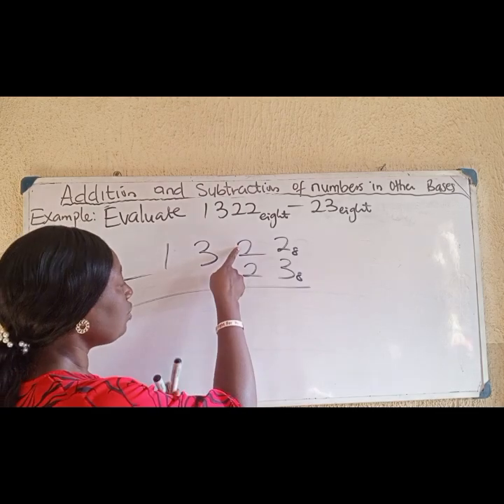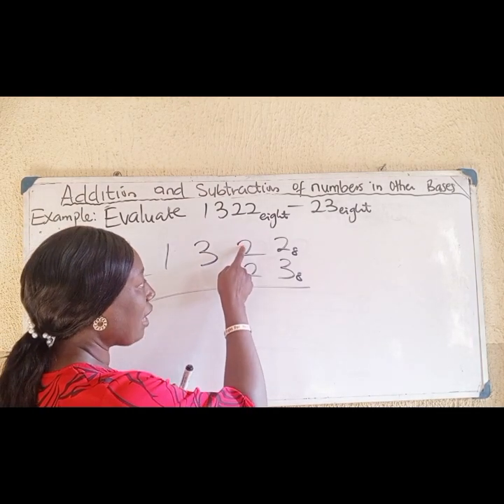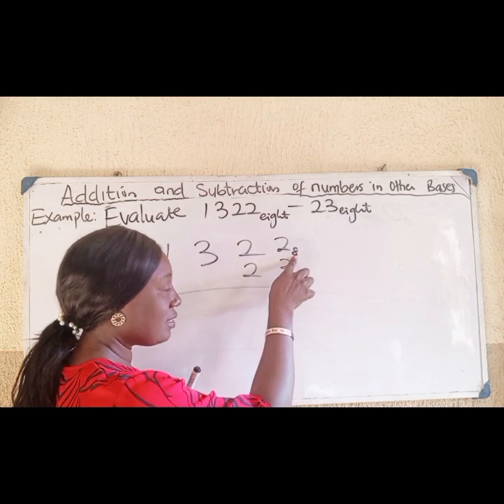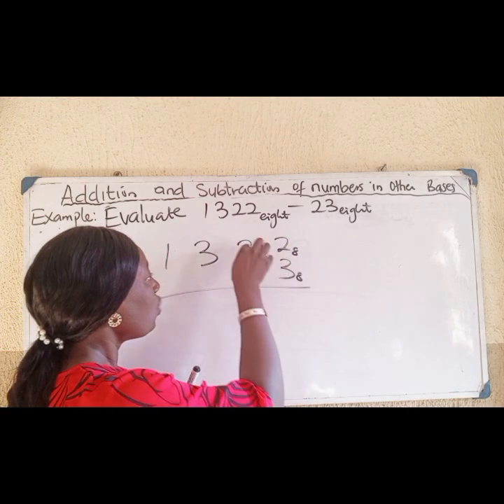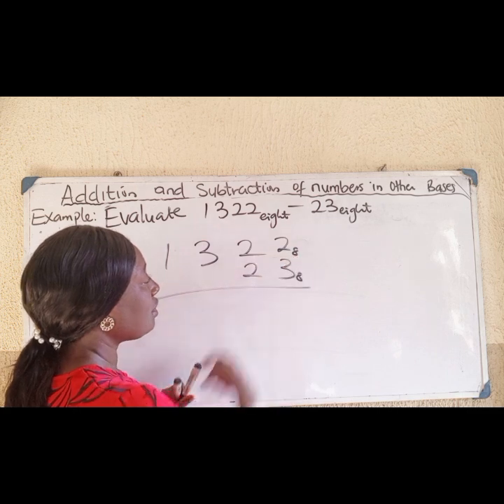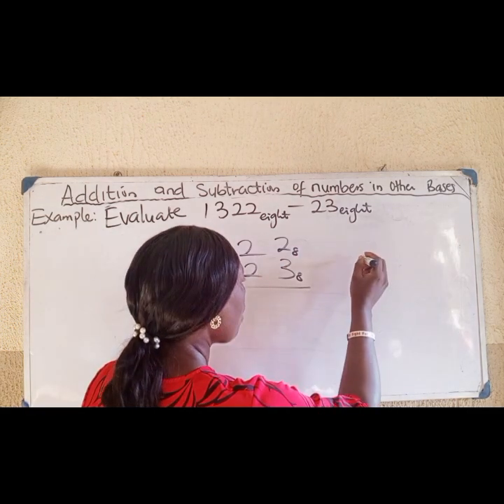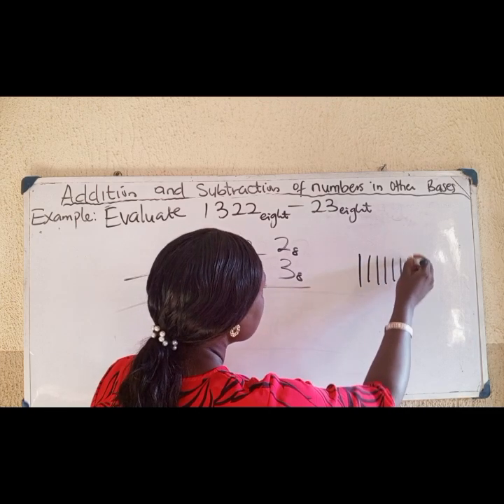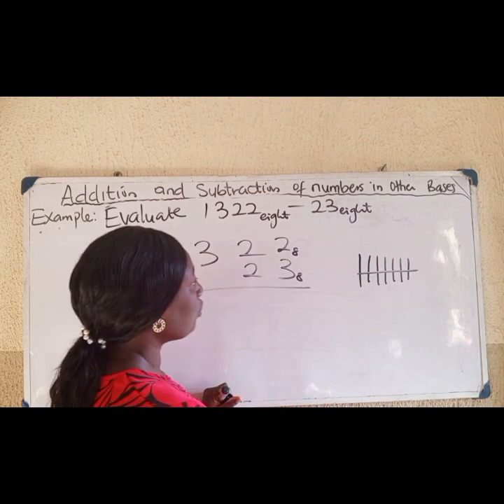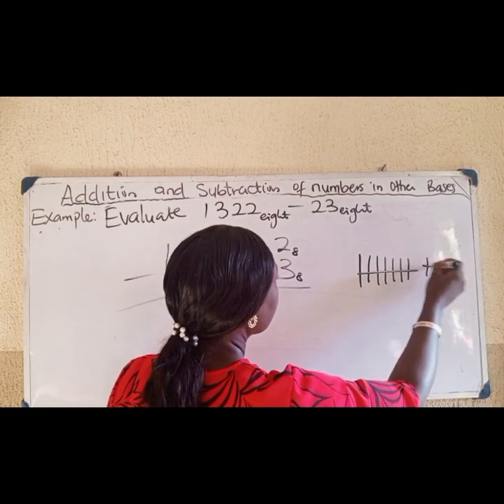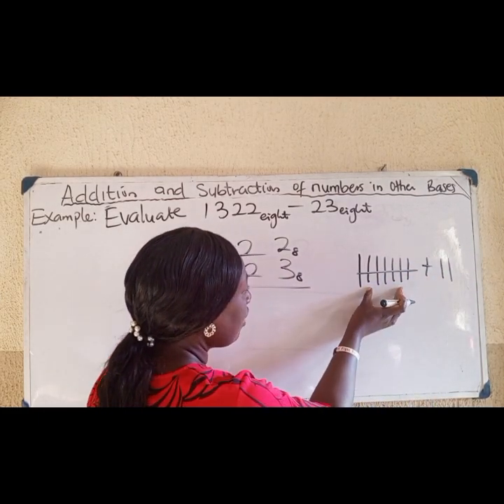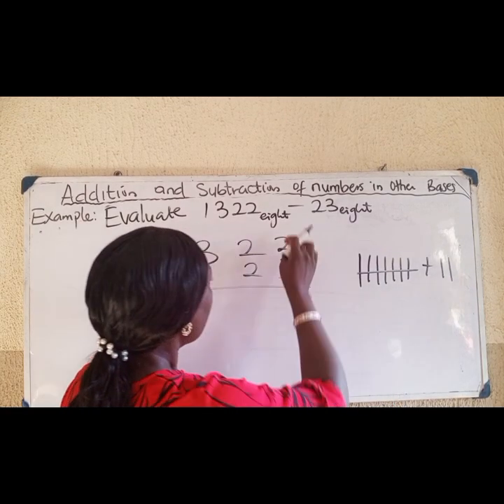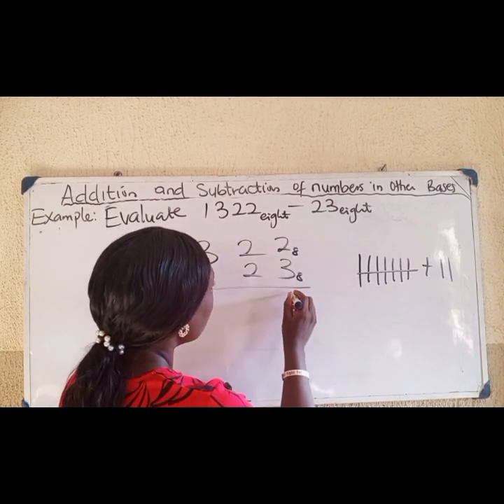So I have to come to this place and borrow 1. When I borrow 1 from this place, I will call it what? That base. And the base is what? 8. So once I borrow 1 here, I will call it this 8. Because this 8 is one bundle. And one bundle of 8 is 1, 2, 3, 4, 5, 6, 7, 8. This is one bundle. So one bundle of 8 plus 2 will give, when you count it, you have what? 10. I'll now say 10 minus 3 will give me what?